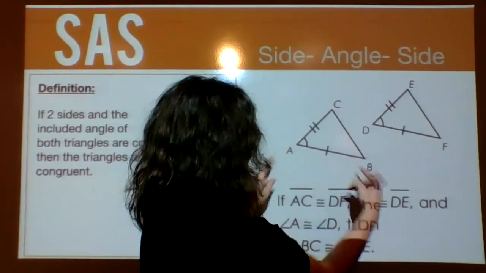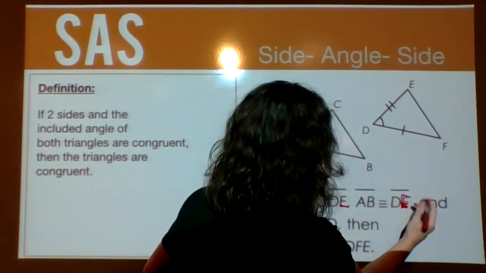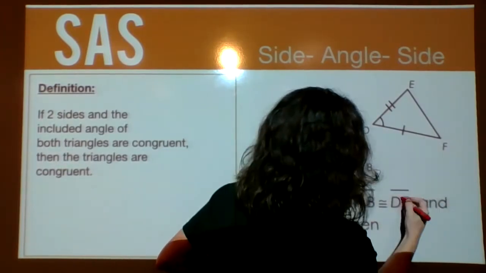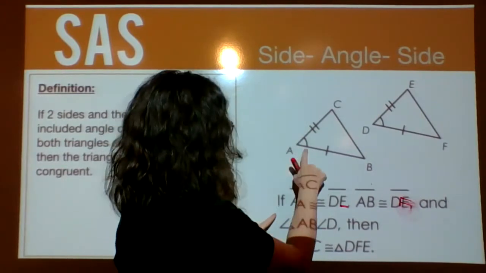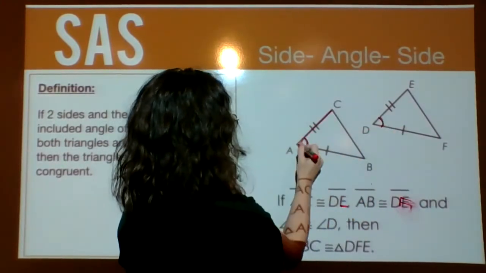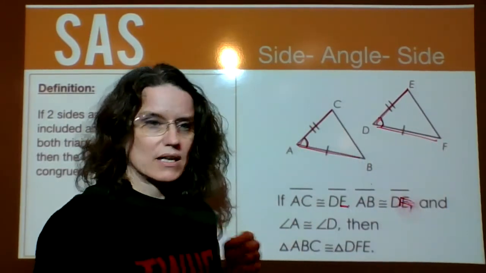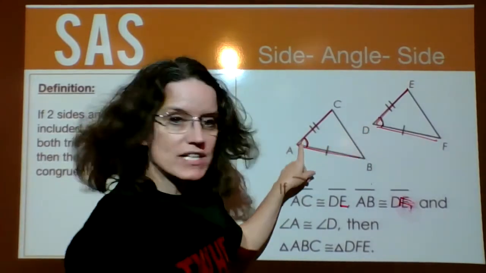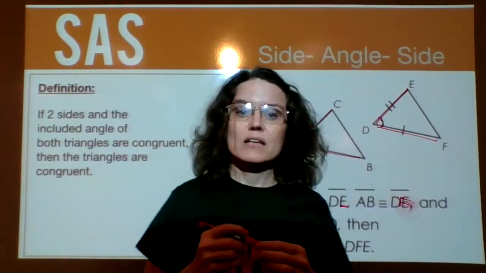AC is congruent to DE, and AB is supposed to be congruent to DF. So pretend that that says DF and not DE. Oops. And then we have angle A is congruent to angle D. And notice that angle A and angle D are in between the two sides that we knew were congruent. If it's the one that's stuck in that vertex between them, then you know it's side angle side congruence.